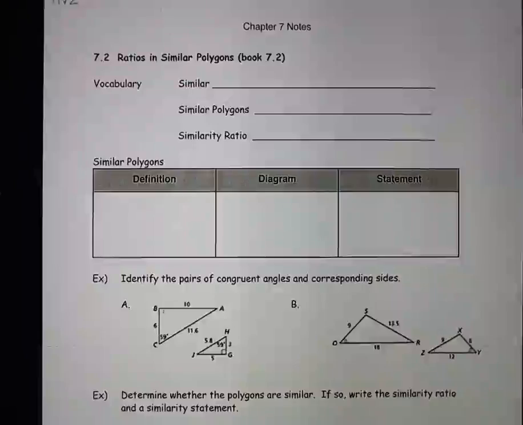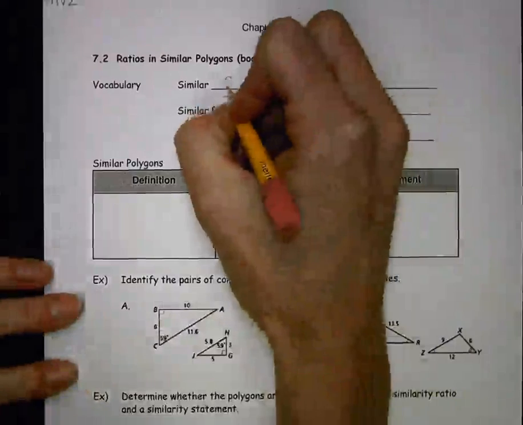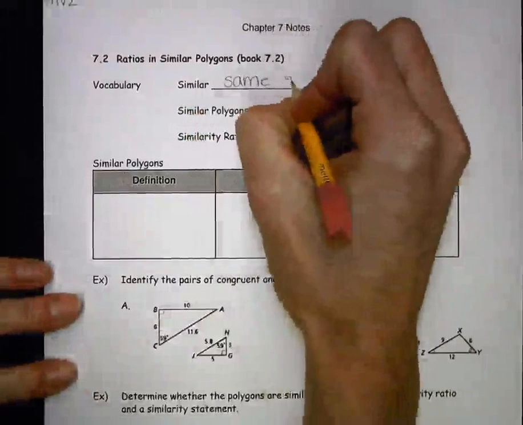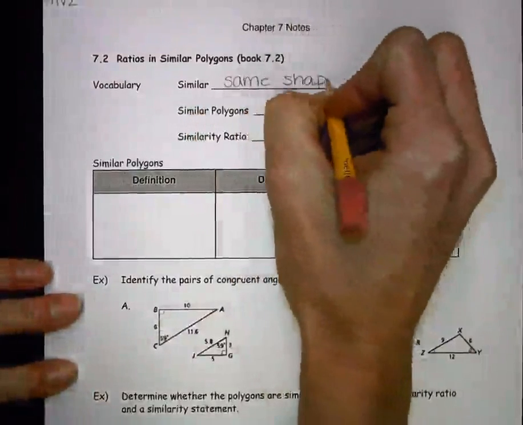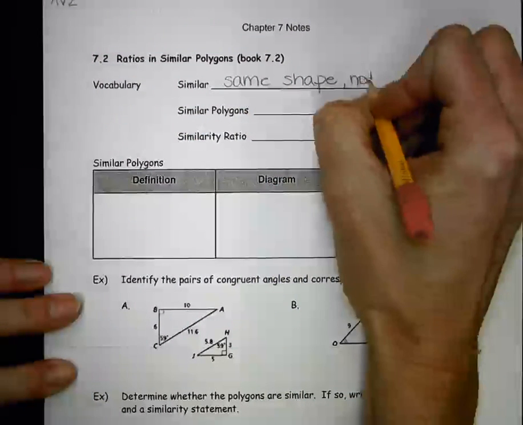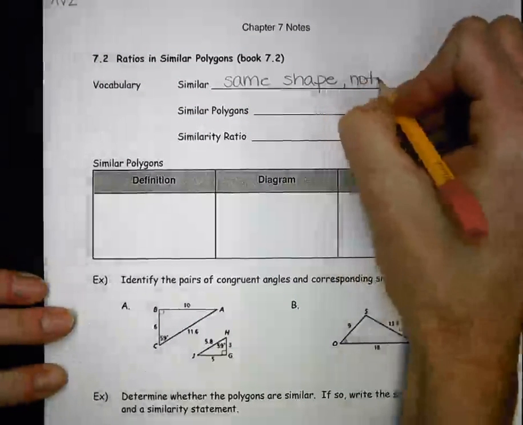Alright, in this section we are going to talk about ratios and similar polygons. The first vocabulary word we are going to talk about is the word similar. Similar means that figures have the same shape, but not necessarily the same size. So if two figures are similar, they have the same shape, but not necessarily the same size.